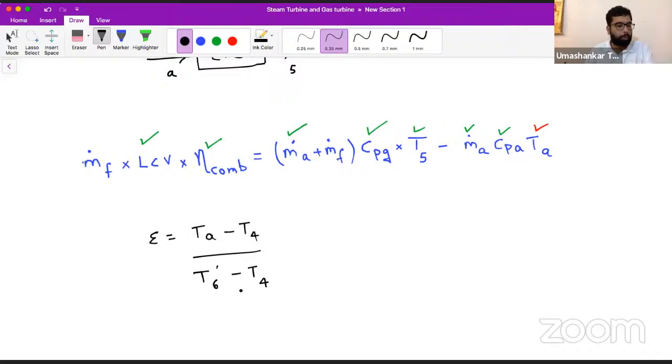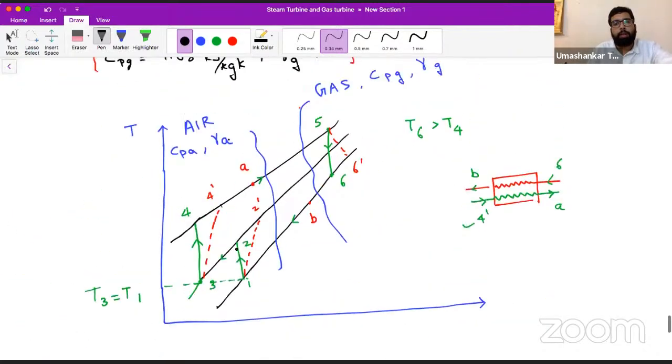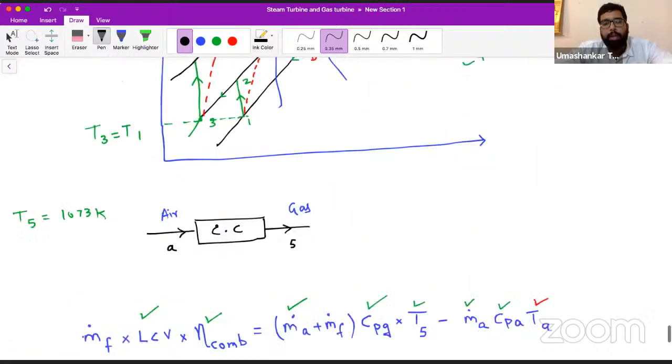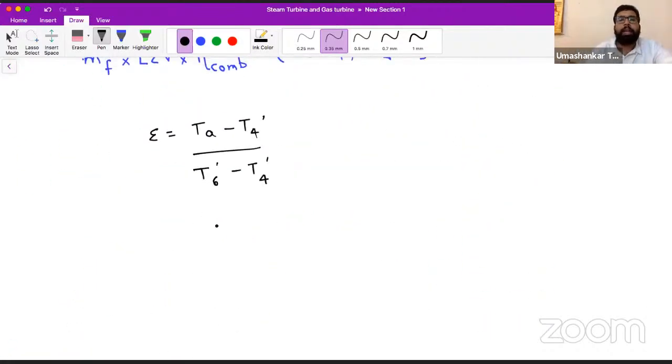Tell me, got my point or not? Okay. So this is T4 dash again, since the exit of the compressor is at 4 dash. See, so much data is there. So don't get confused. So from here, if you want to have TA, now see what is given and what is not given. This is given. The rest we have to find.